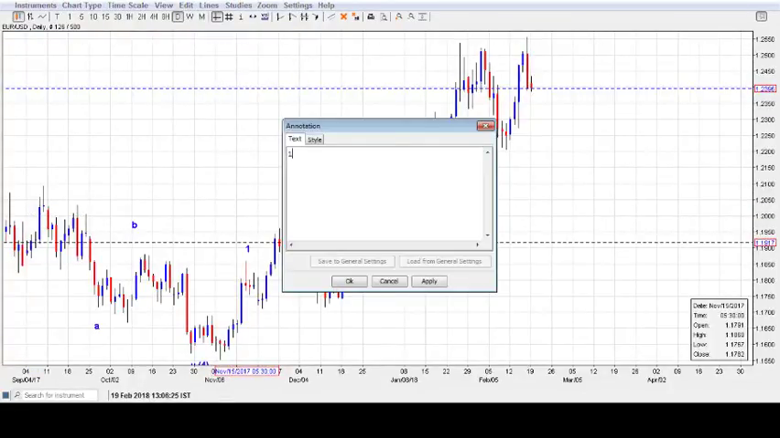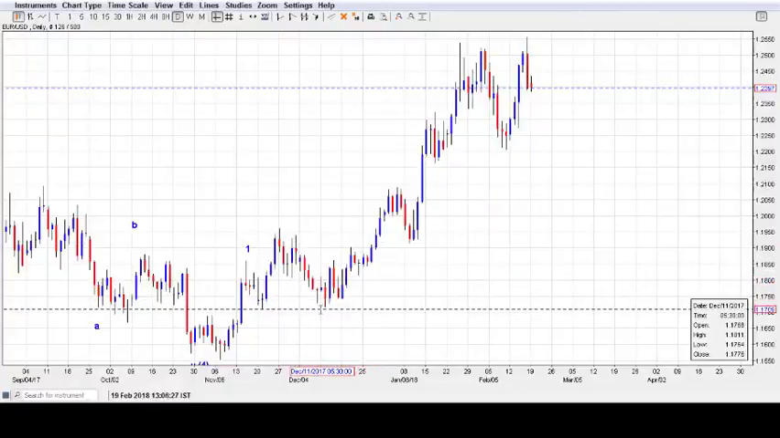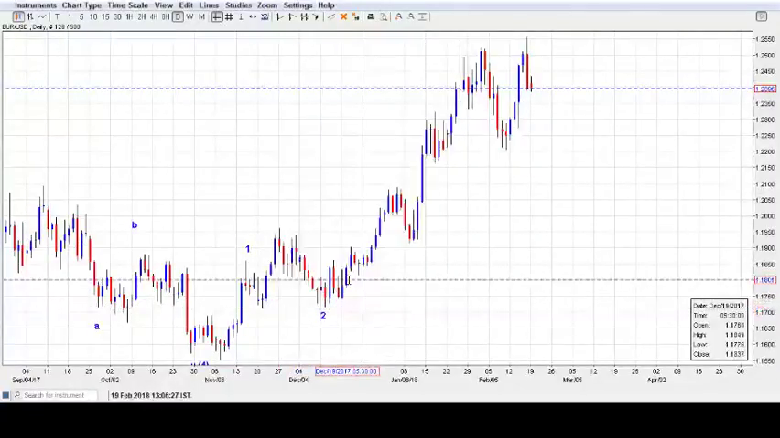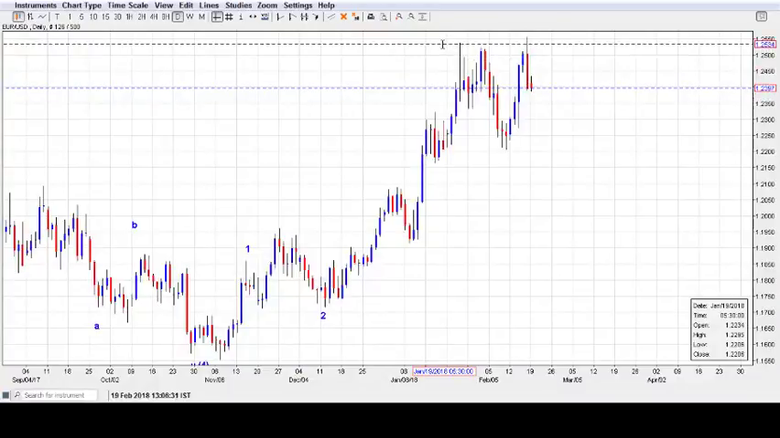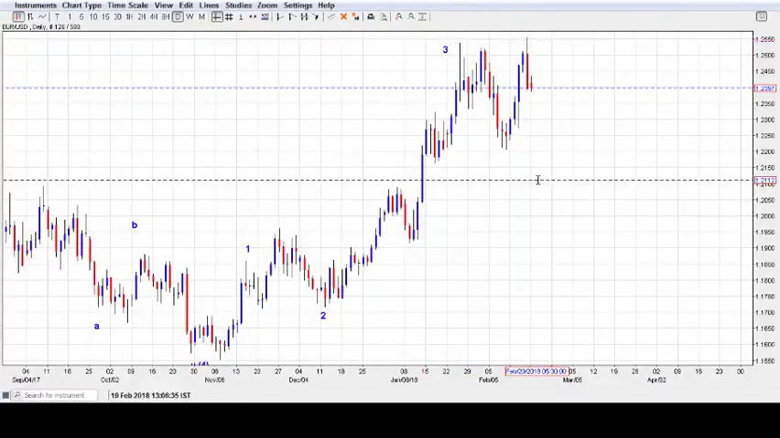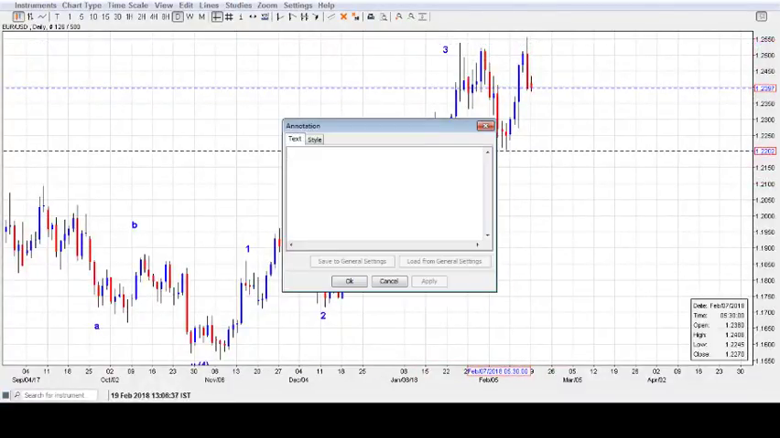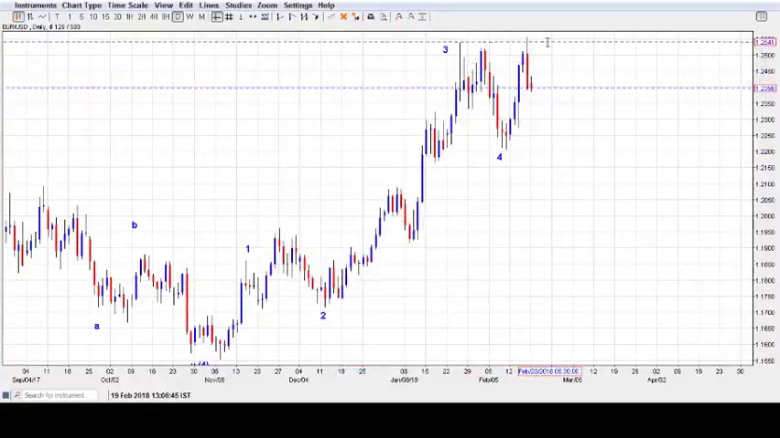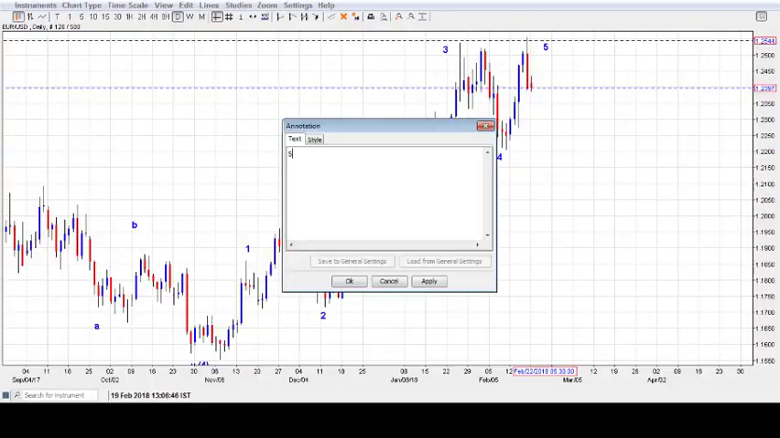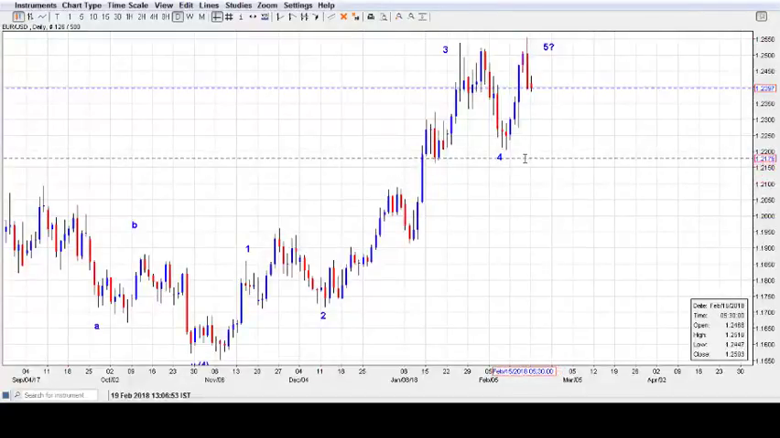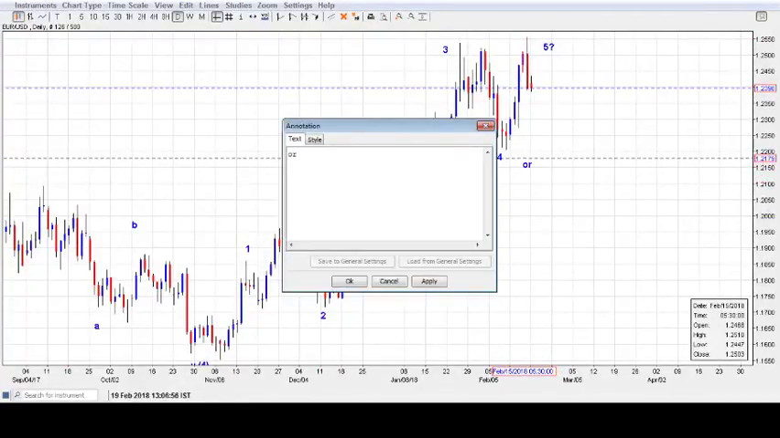I'm going to do wave 1 and 2, wave 3. A number of possibilities are coming out. One of them is wave 4, and it could be possible that the fifth wave is complete already. Or maybe the fourth wave can still go and drop lower.